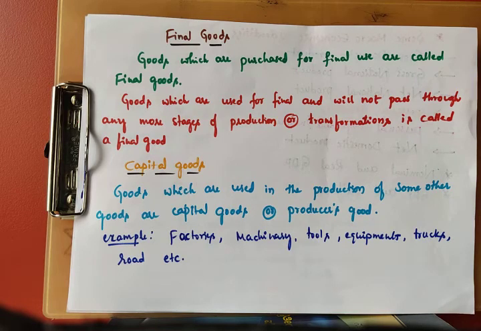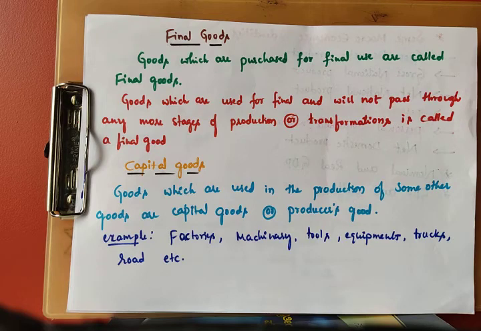So here you have to understand this example. A farmer producing cotton is not a final good. That one he sells for transformation into yarn. That is also not a final good. The yarn is sold to a textile mill. After that, the yarn is transformed into cloth. So cloth is final use.